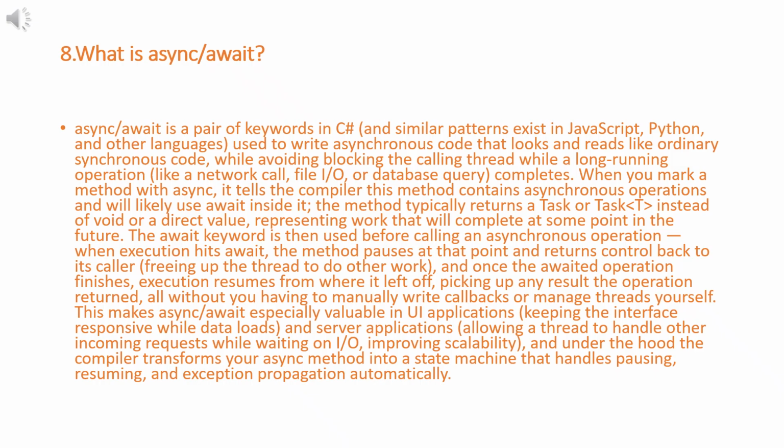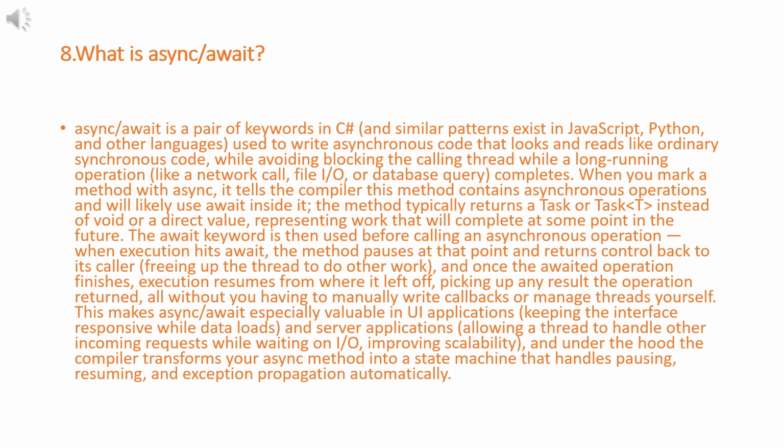8. What is async, await? Async, await is a pair of keywords in C#, and similar patterns exist in JavaScript, Python, and other languages, used to write asynchronous code that looks and reads like ordinary synchronous code, while avoiding blocking the calling thread while a long-running operation, like a network call, file I/O, or database query, completes.